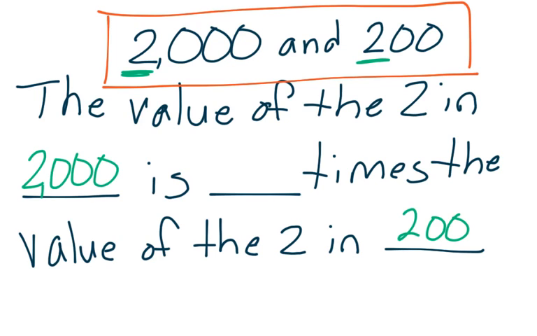And now we just need to identify, well, how much bigger is it? We talked about before when we were looking at different numbers that when we're just adding one zero, we're multiplying times 10. So let's look at our zeros. We have 1, 2, 3 zeros here in 2,000, and we have 1, 2 zeros in 200. In order to go from 200 to 2,000, we have to add one more zero, which means we need to multiply times 10. So the value of the 2 in 2,000 is 10 times the value of the 2 in 200. I want you to do one by yourself.